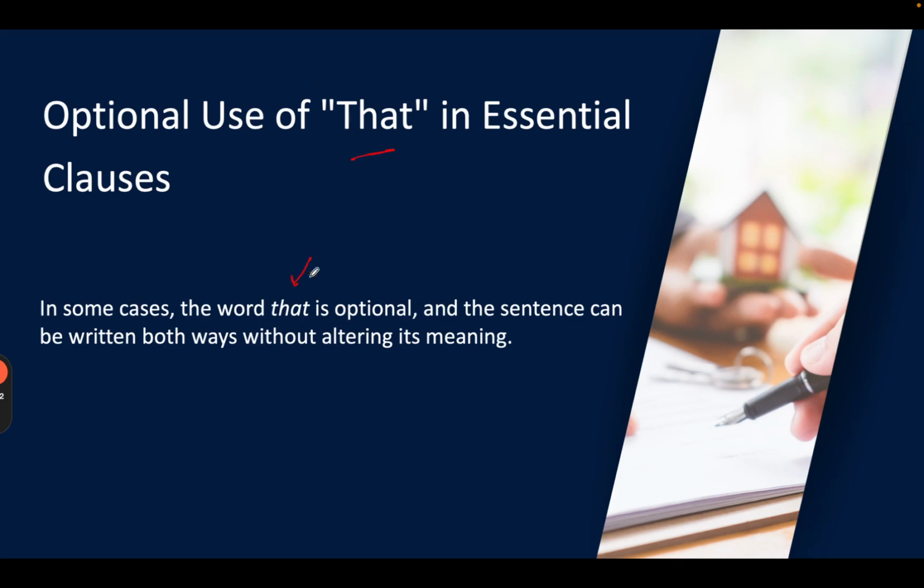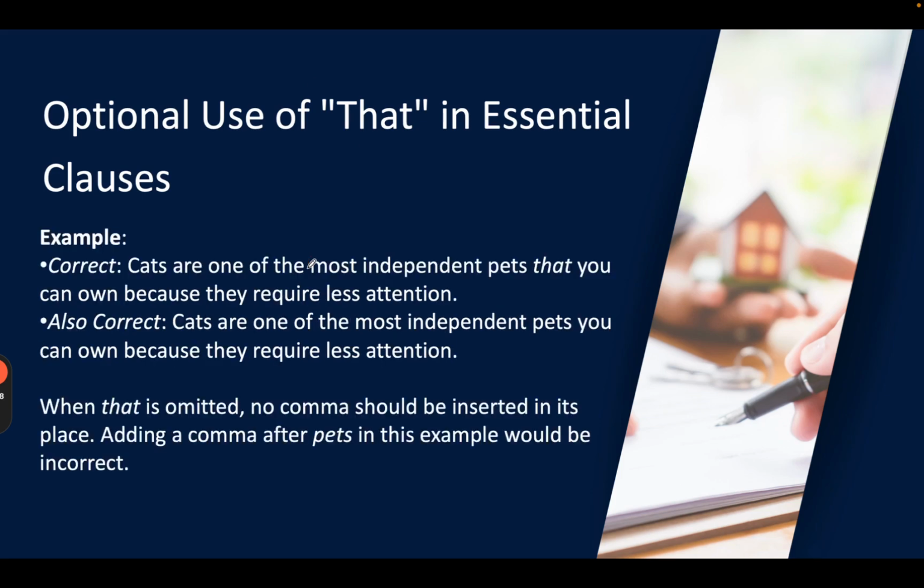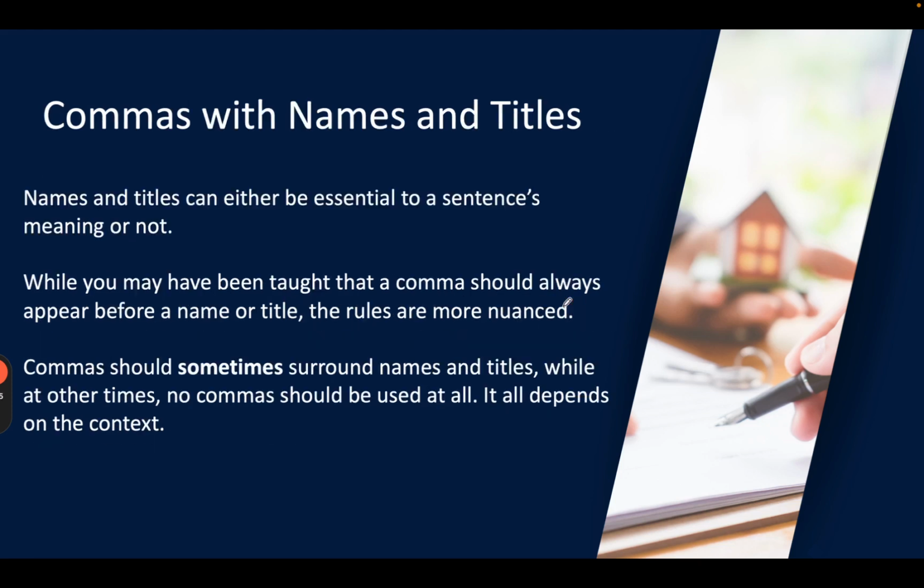Now let's understand optional use of "that" in an essential clause. Sometimes you will find the word "that" stating something essential. Sometimes the sentence will simply omit a "that" from the sentence. Let's look at an example. Cats are one of the most independent pets that you can own because they require less attention. Usage of "that" is correct over here. Now, this is also a correct sentence. Cats are one of the most independent pets you can own because they require less attention. Now, here we have eliminated "that" and it's still correct. Replacing a "that" is not a compulsion. You can use a "that" or even omit it. It's still correct.